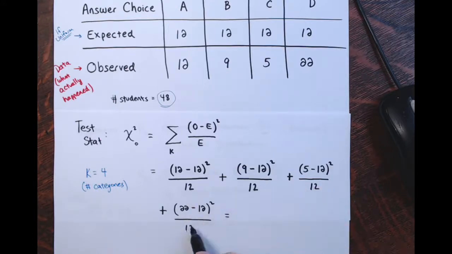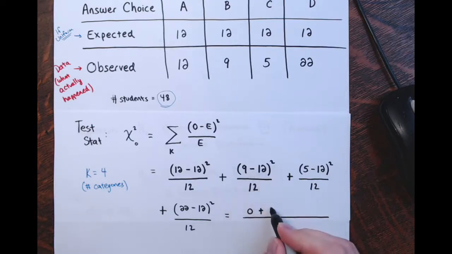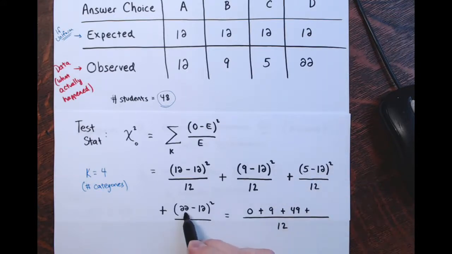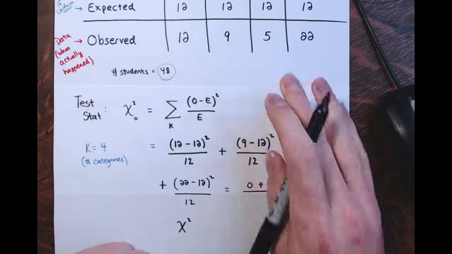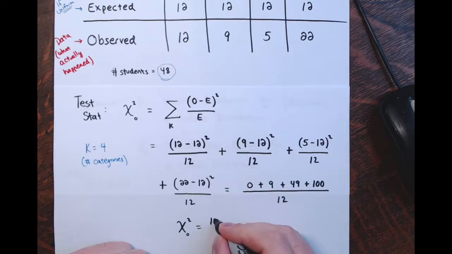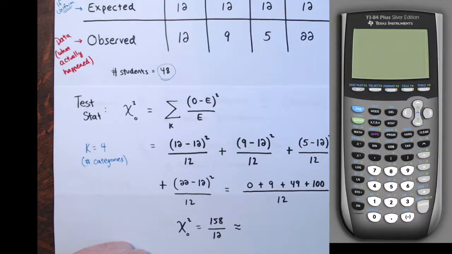But every single one of these is over 12, so the denominator is 12, a common denominator. The numerator is 12 minus 12 squared, that'd be just 0 squared, so there's no real need to write that, but 0, plus negative 3 squared is 9, plus negative 7 squared would be 49, plus 10 squared is 100. So I'm getting my test statistic, chi-squared sub 0, as 158 divided by 12, which I will round. I'll pull up the calculator here. 158 divided by 12, so that's 13 and 1/6.